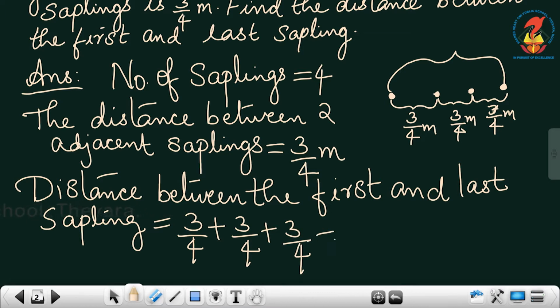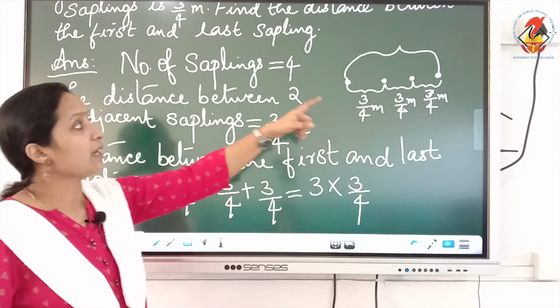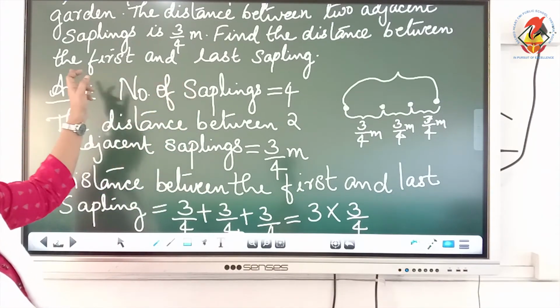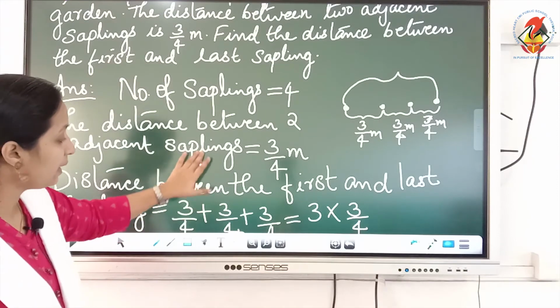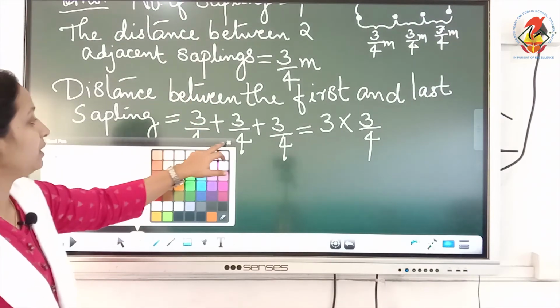This means what? Repeated addition is known as what? Multiplication. So what you can write? 3 into 3 by 4. Okay, 3 into 3 by 4. So we have to find the distance from the first sapling to the last sapling. What you have to find out here? We have to find the distance between the first and the last sapling. So instead of doing this addition, you have to do multiplication.